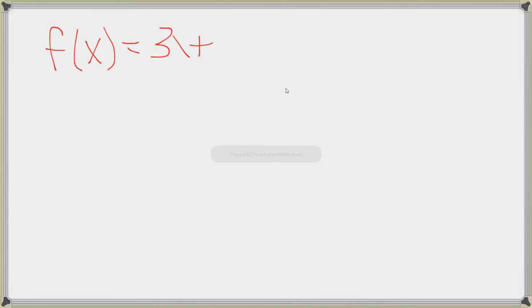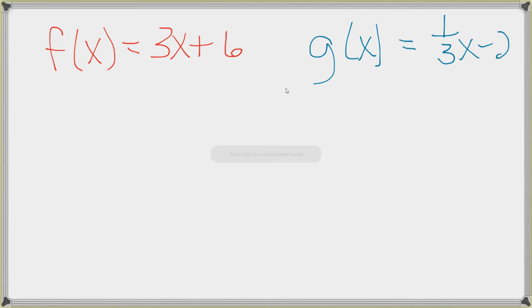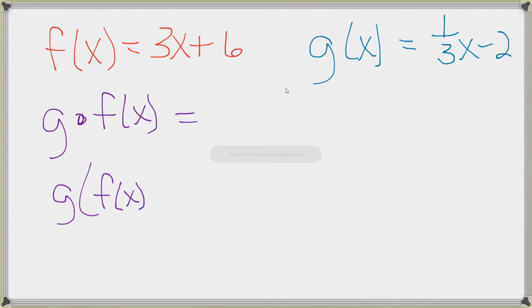Okay, let's keep going. What if we have f of x equals 3x plus 6, g of x equals 1/3 x minus 2. Okay, now we want to know, are these two functions inverses? So we need g of f of x, and f of g of x. This is the same problem we had, isn't it? We did f of g of x already. Now we're doing g of f of x.